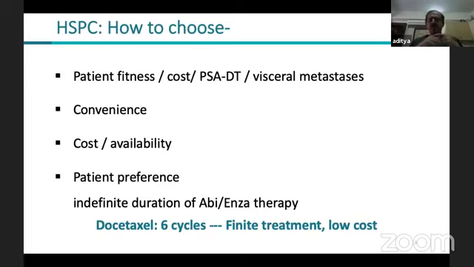Abiraterone therapy is almost 10 to 12,000 rupees a month. Enzalutamide therapy is almost 35,000 rupees a month. And every month indefinitely is a big factor to be considered for any patient. On the other side, with docetaxel, in 6 cycles you're done. In this setting, you do not have to give docetaxel indefinitely. So give 6 cycles, this is a well-tolerated therapy, and you're done with the treatment.